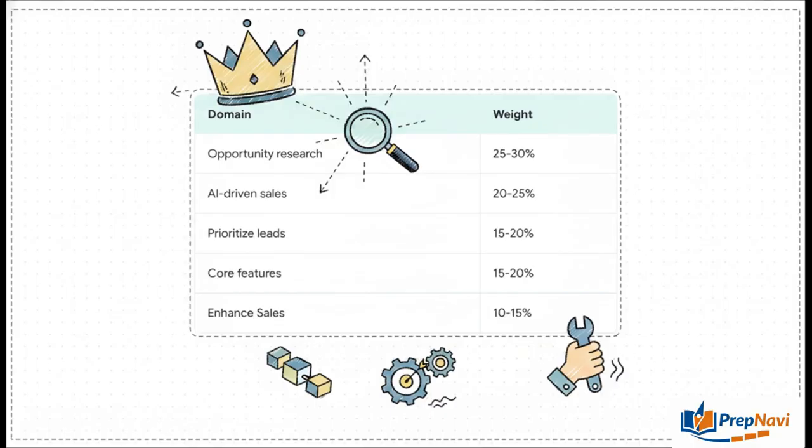And this brilliantly illustrates our priorities. Extending and enhancing sales is important at 10 to 15%, sure, but look at the top. Developing deals by using intelligent opportunity research is the heavyweight champion here, making up a massive 25 to 30% of the entire exam.